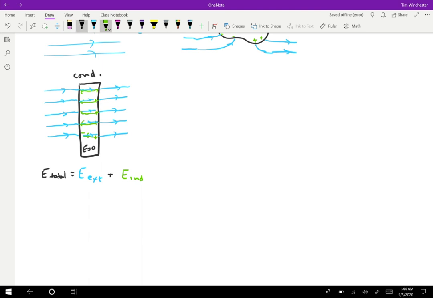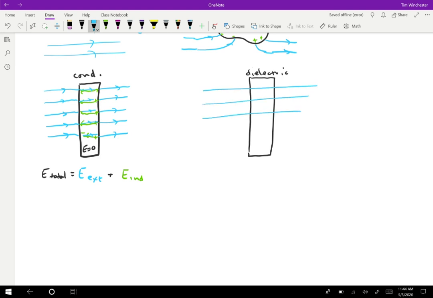Well, let's imagine that we have the same situation, but this time we have a dielectric. So dielectric. And the external field is going to look much the same. As we showed here, the electric field lines kind of go through, but then we cancel them. So I'm going to draw it that way, like this.